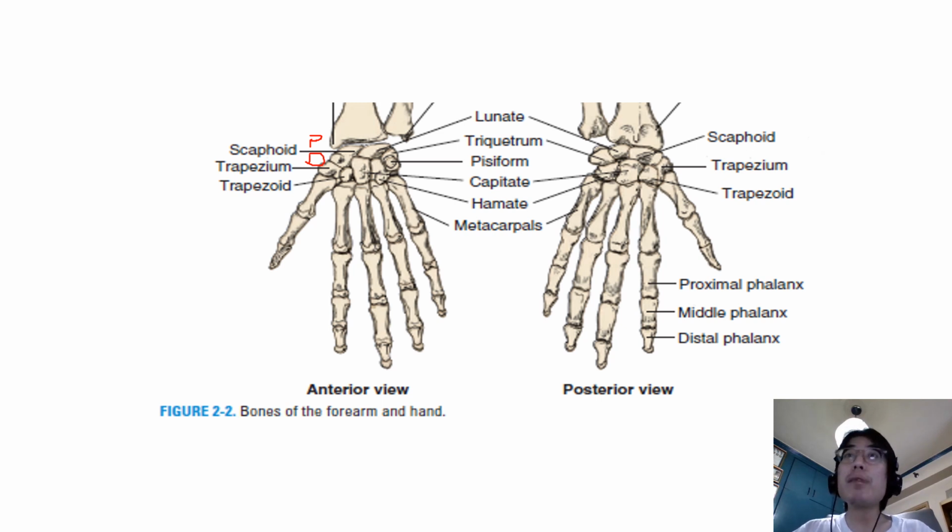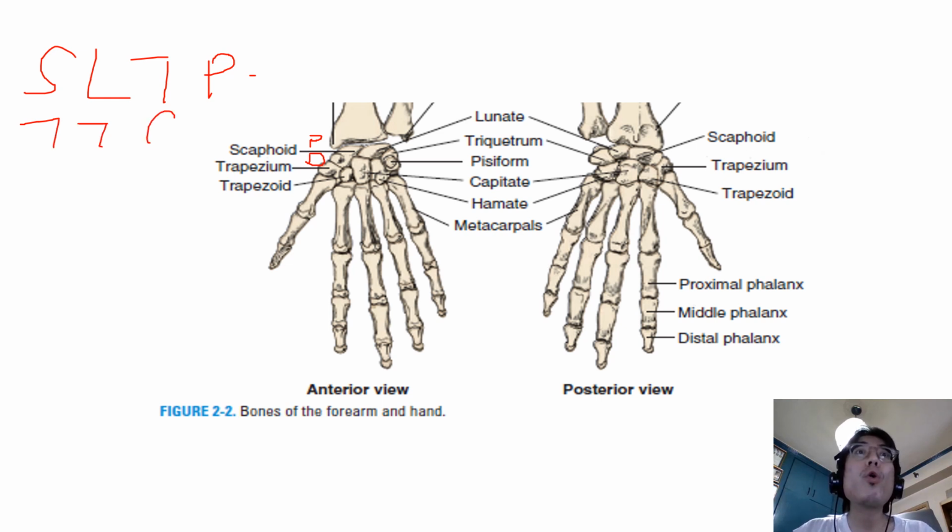We have several mnemonic devices to remember the carpal bones, but one which we would like to use is Sandra likes to pat. This is the proximal row. Tom's two cold hands. This is the distal row. Again, the proximal row from lateral to medial, we have the scaphoid, the lunate, the triquetrum, and the pisiform.